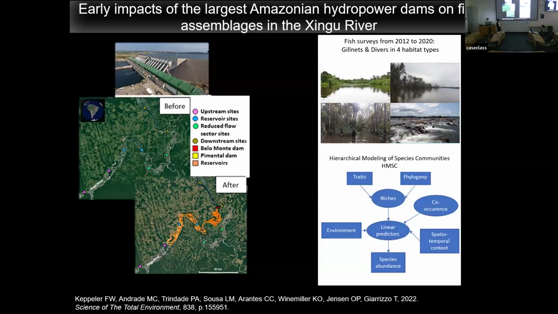And so we used fish survey data that were collected across different habitat types in the Xingu River. And this is based on a before-after control design. So we see the sites distributed by the dots in this river, and they are located at certain distances from the dams. So you have the sites upstream, reservoir, downstream, and so on. And we used a joint species distribution model to explore the responses of the fish assemblages to the dams and a number of variables, while also accounting for the species' functional traits and the phylogenetic relations.